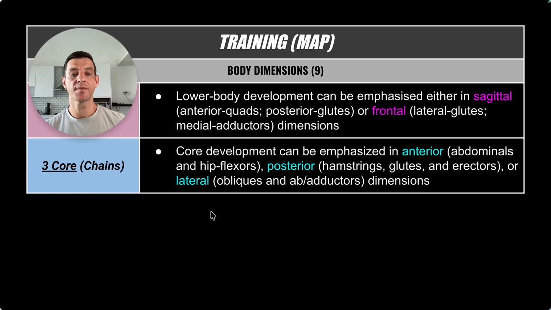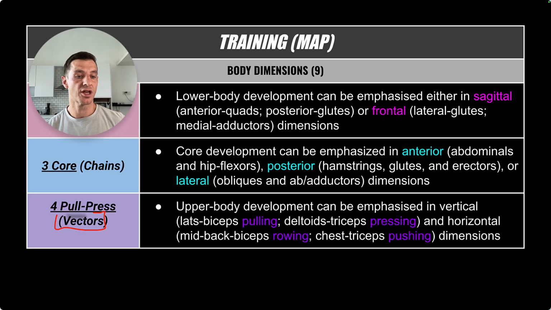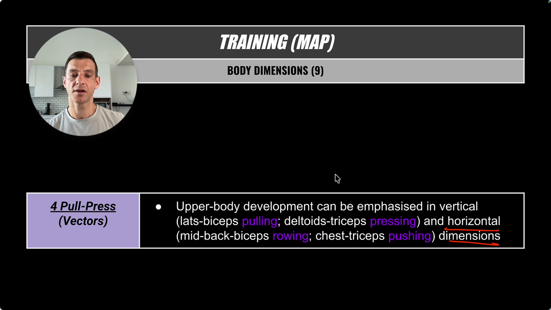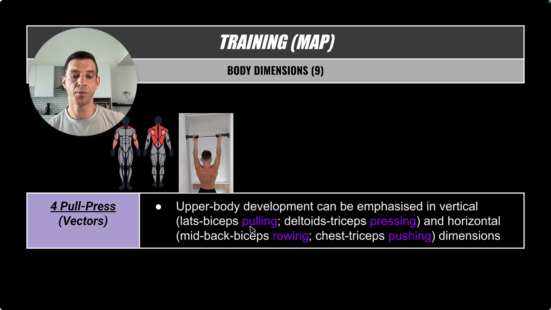As for upper body, I think in terms of vectors, the 4 different directions in which you can pull and press. Can you think in terms of chains and planes in these dimensions? Of course, but it's more useful to think in terms of vectors for the upper body, as you'll see in a moment. So the upper body development can be emphasized in terms of vertical and horizontal dimensions. For example, if we are pulling in the vertical direction, we will have something like the pull-up, and that's going to focus on the back and biceps.